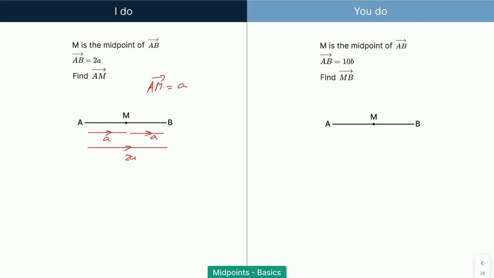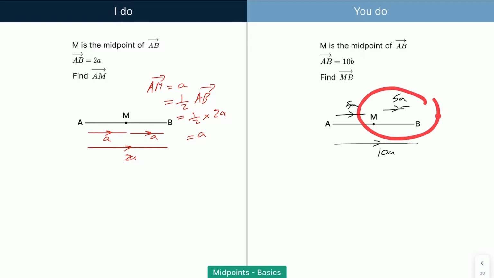So the question's saying, well, what is A to M? And, well, you can just say it's A, but it's basically half the full length, because it's the midpoint, which is half times what is the full length? 2A, which is A. So just half the full length. Whenever you ask for the midpoint, just half the full length is the easiest way to remember it. So here, for example, the full length is given as 10A, which means this half must be 5A, this half must be 5A, and then if you read the question, it wants M to B, so the question's interested in this bit, and you can see that's just going to be 5A.